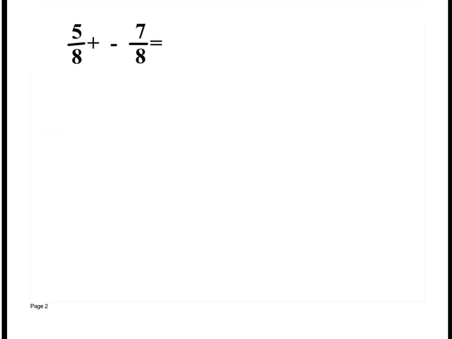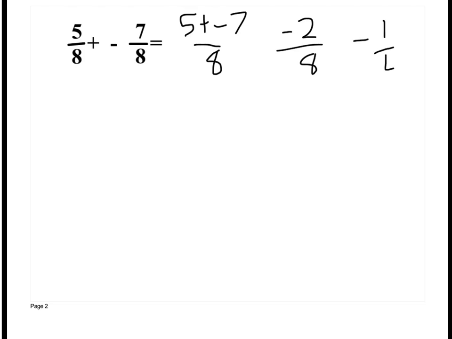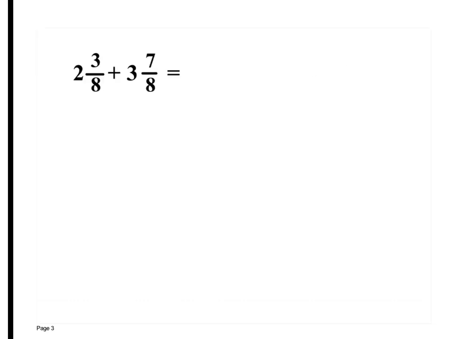We have 5 over 8 plus negative 7 over 8. So what I do is I look, is this a like fraction? Yes. All of these today are going to be like fractions, but later on you'll have to check, so make sure it's like fractions. It is, so it's going to be over 8. 8 does not change. And we just add 5 plus negative 7, which is negative 2 over 8. All right, and then we reduce. I can take 2 out of each and get negative 1/4. That's my answer.